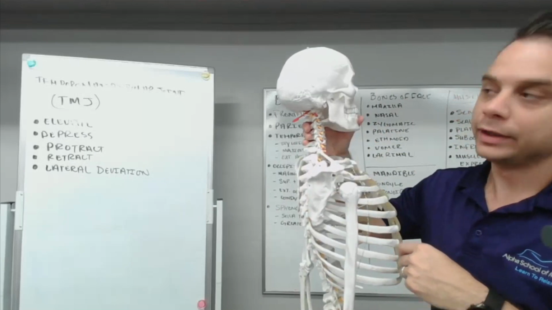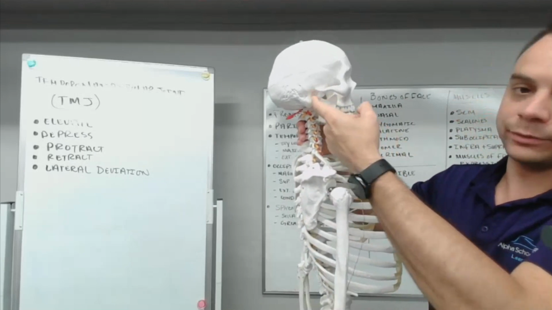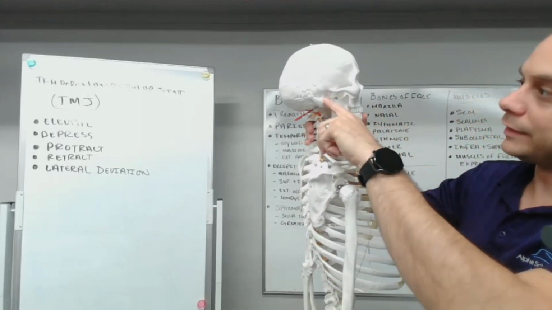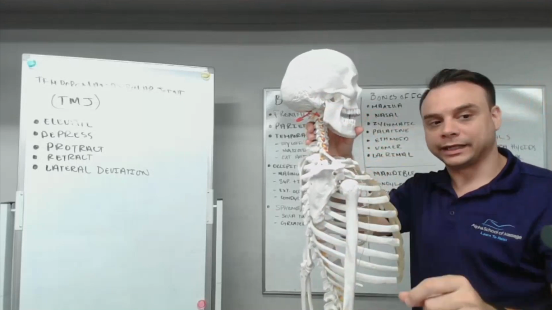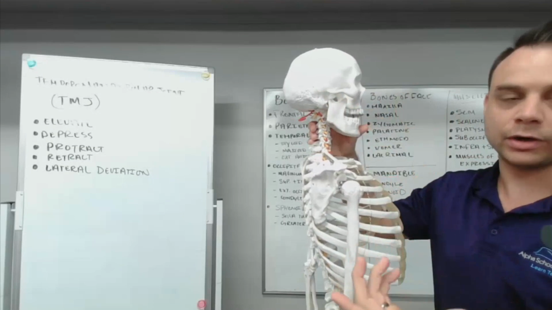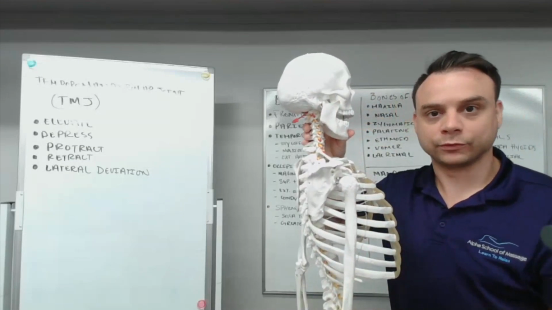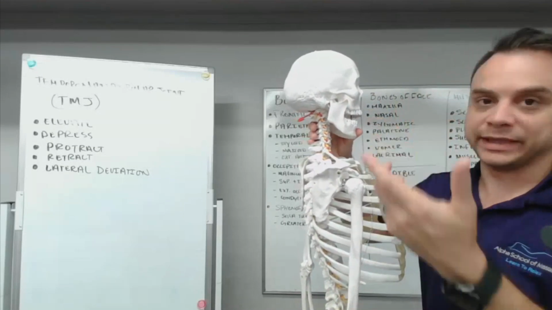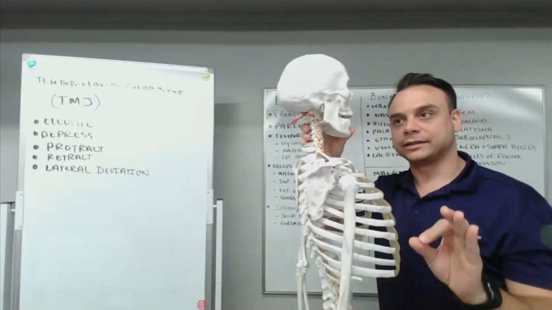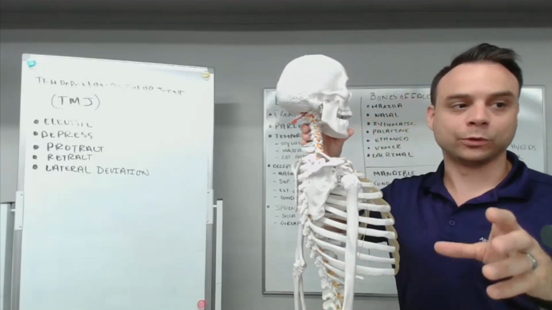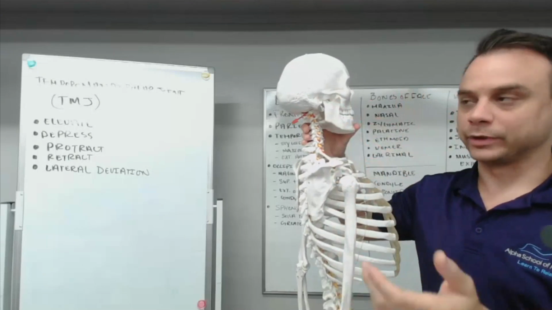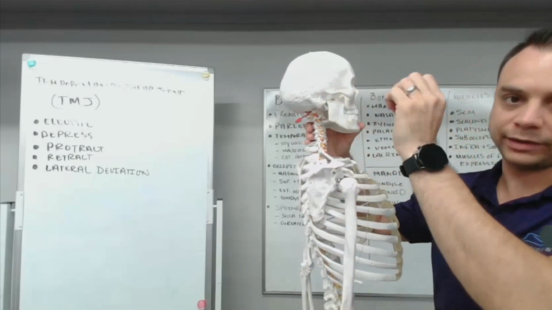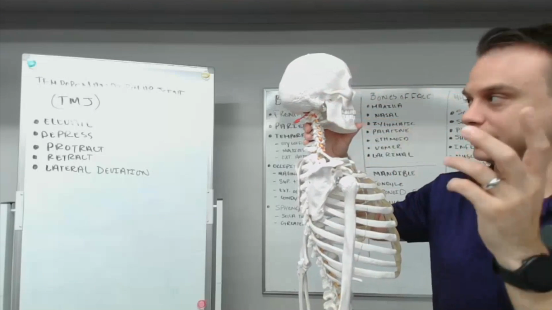Another cool one too, you can't actually really see it on here because they didn't drill the hole in here, but we have what's called the external auditory meatus. External because it's on the outside, auditory because it's for sound. A meatus is defined as a passageway or a canal. So this is literally the ear canal, where sound is going to go through to rattle little bones inside the skull, and then we're going to hear something.